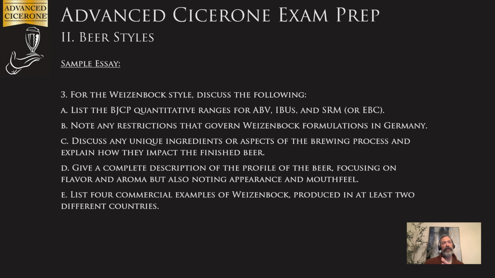Now here, describe the profile of the beer, focusing on flavor and aroma foremost. And then sometimes you will still need to talk about the appearance and the mouthfeel. So all those qualitative and quantitative pieces of information that you study might be pulled up in a type of question. You don't know the format. And then once again, 4 commercial examples. And here's the kicker: produced in at least 2 different countries. So you might memorize styles, but they might all be in Germany. Maybe you have to know a producer from another country. That really complicates how you strategize to memorize commercial examples.